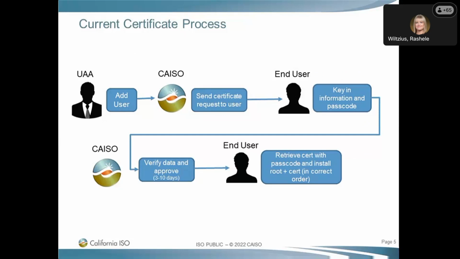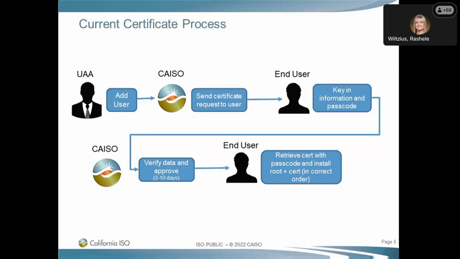So as promised, let's do an overview of the current certificate process and then talk about the new certificate process. If you have been a UAA for a while, you probably are familiar with how this works. So you as the UAA would go into AIM and add your user directly in AIM. You'd fill out all of those fields, and then a notification would be sent to KAISO, and we would create and send that certificate request to the user.